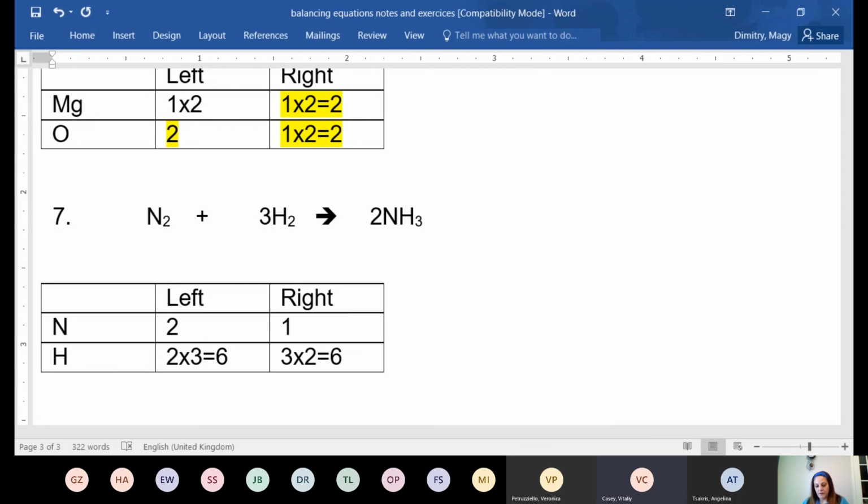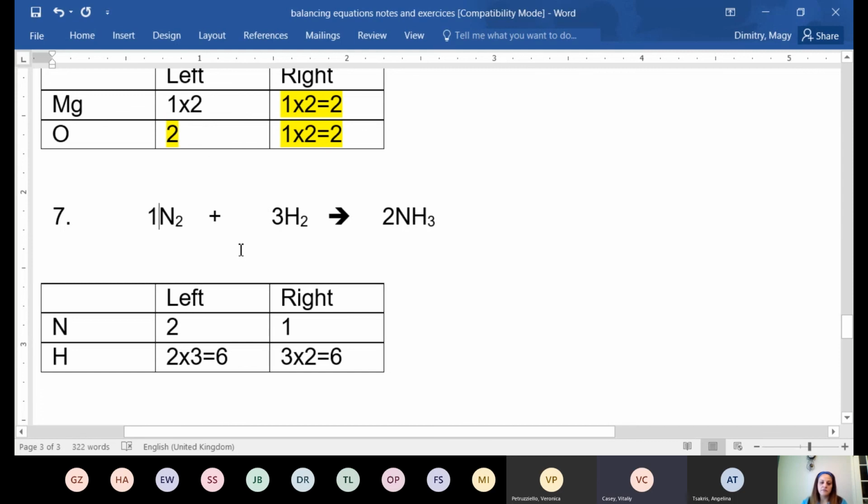For N, is it the lowest denominator? Is it 2? Okay, it's 2. So 2 times 1 on the left. Yeah, this one stays 1.